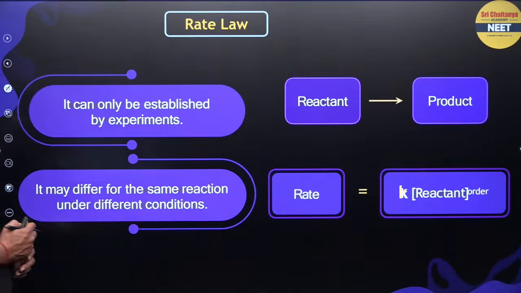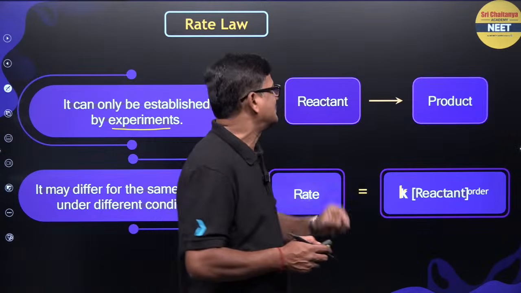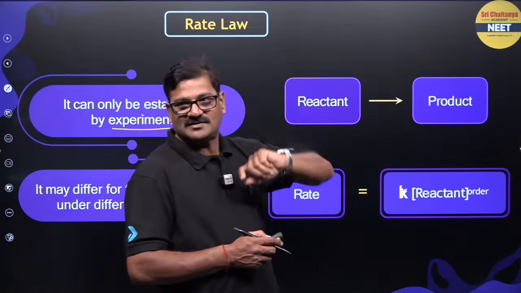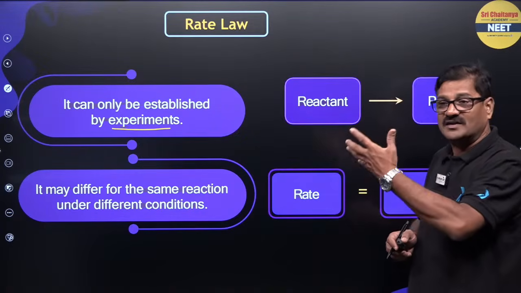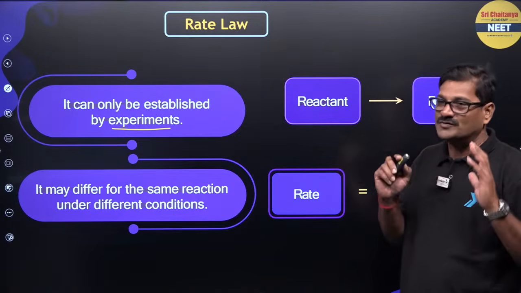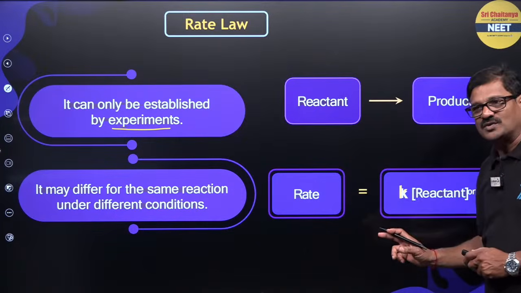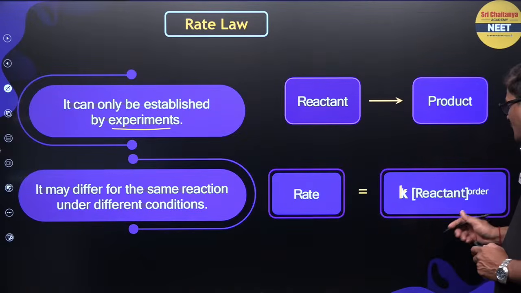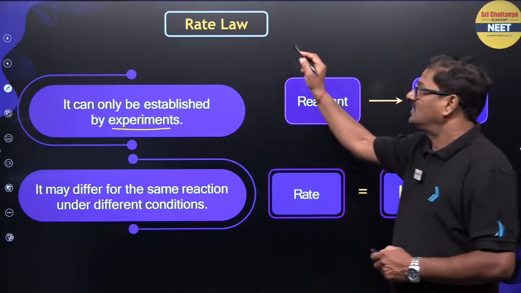Moving ahead. So it can only be established in experiments. x and y are established in experiments. So reactant gives rise to the product, and it may be different for the same reaction under different conditions. Yes, x and y are variable if conditions are changed in most of the cases. So the rate of a reaction is equal to K reactant concentration to the power order, and this is called rate law.